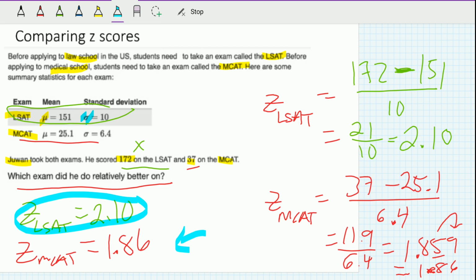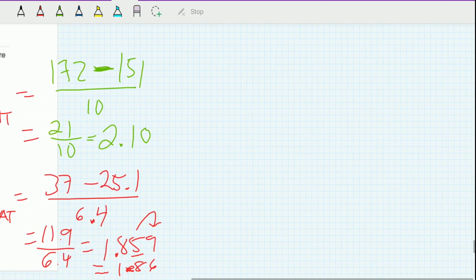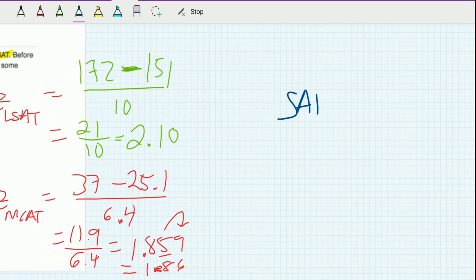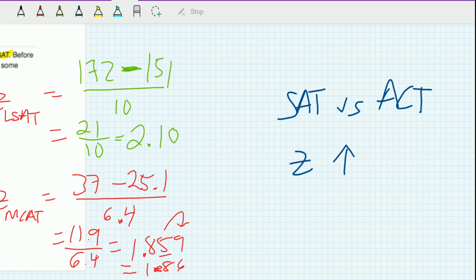What I see a lot of people doing this for, like people your age, juniors and seniors, is instead of comparing LSAT and MCAT, you can compare SAT versus ACT, so let me write that down. You compare SAT versus ACT, and you can see which z-score is higher, and that obviously means you scored better in that one relative to your peers. So that's the one that you would want to send to the colleges when you apply. So there you go. That's how z-scores work. Okay.